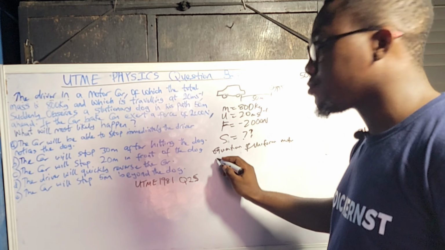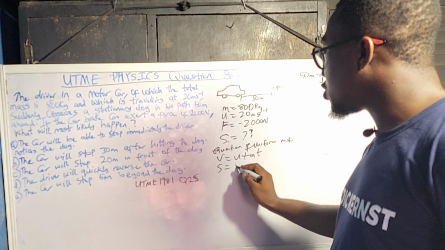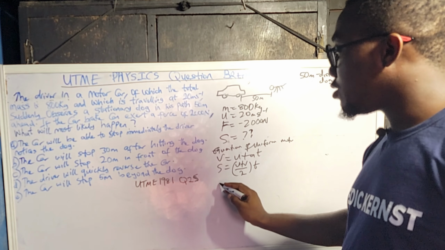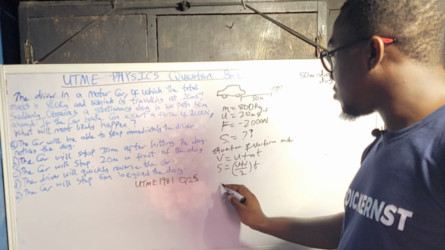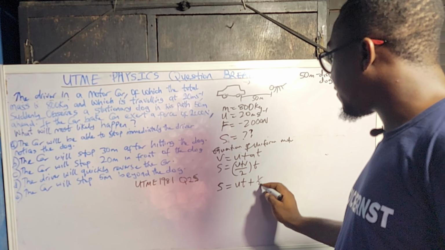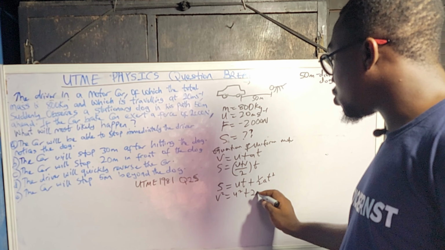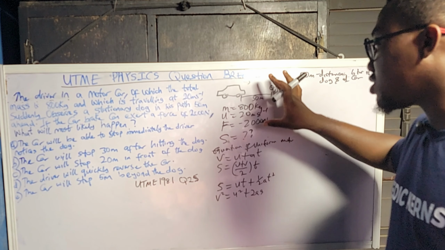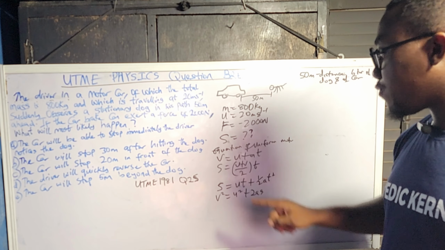you have V equals U plus AT. You have S equals (U plus V) all over 2, everything times T. And then you have S equals UT plus half AT squared. And then you have V squared equals U squared plus 2AS. So now we have all these equations of motion. We have U, we're looking for S.